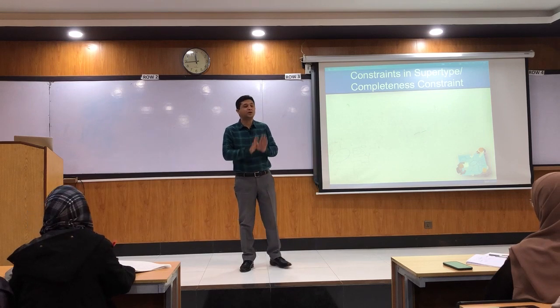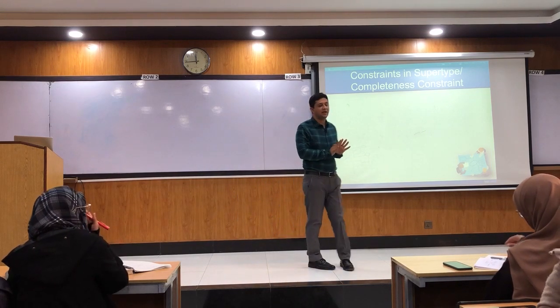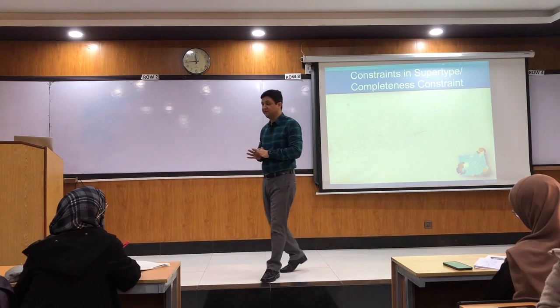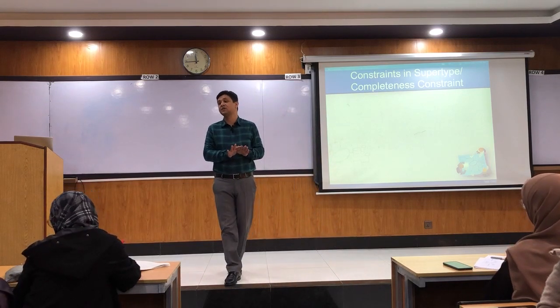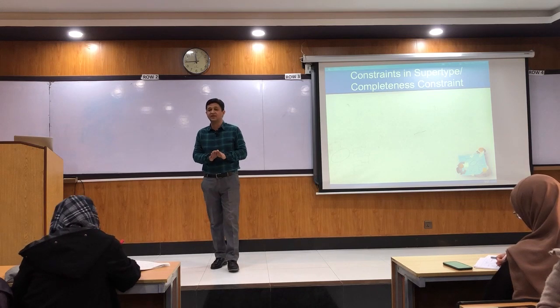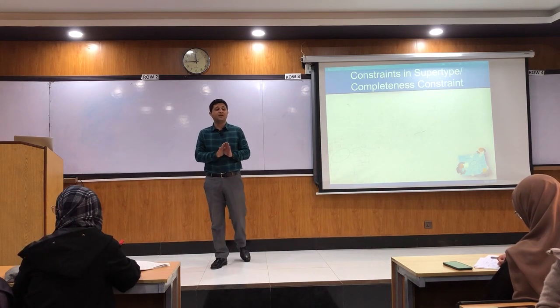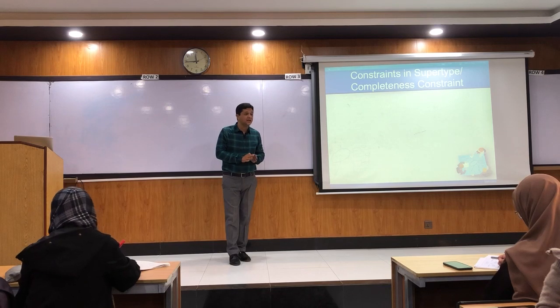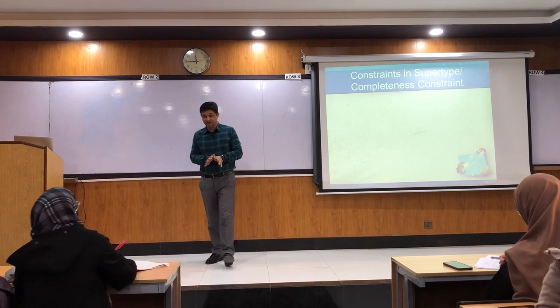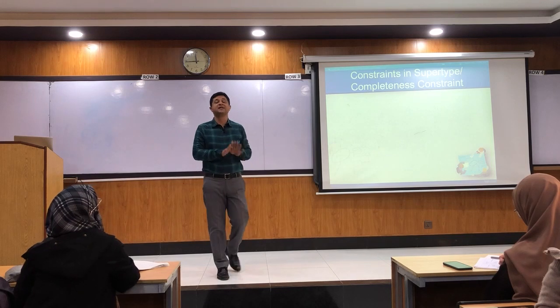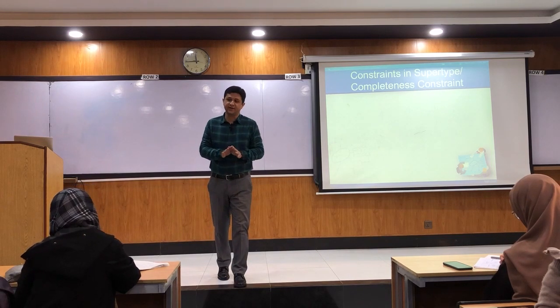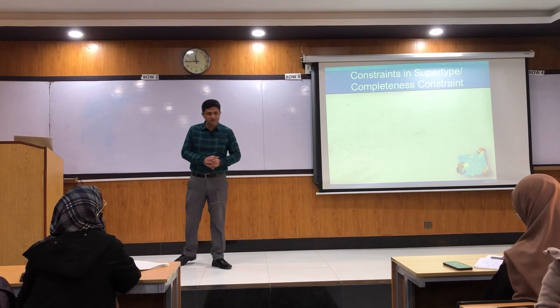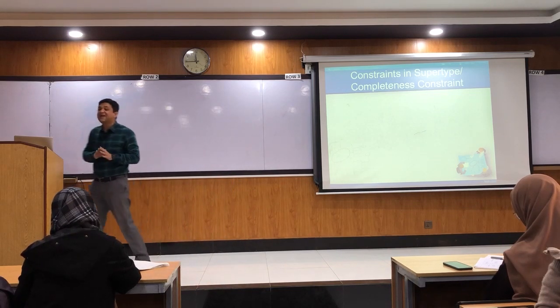There are two constraints which are to be identified whenever there is an enhanced entity relationship diagram, which means that whenever there is a supertype subtype relationship, we have to identify these two constraints. The first constraint is known as completeness constraint, and the second constraint is disjointness constraint.